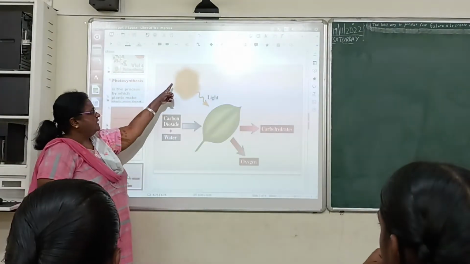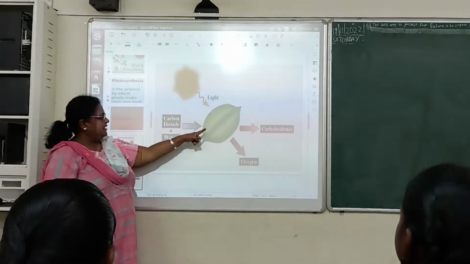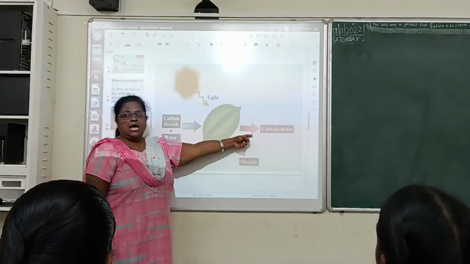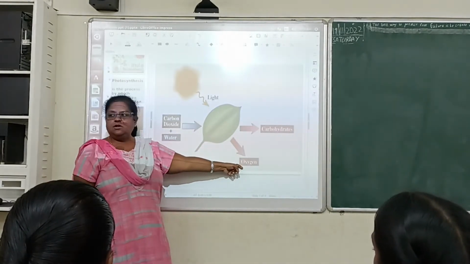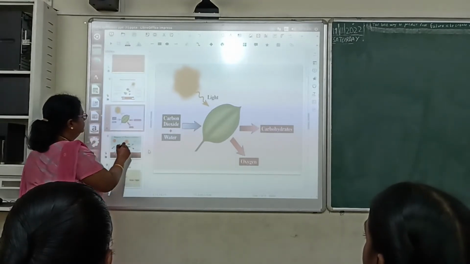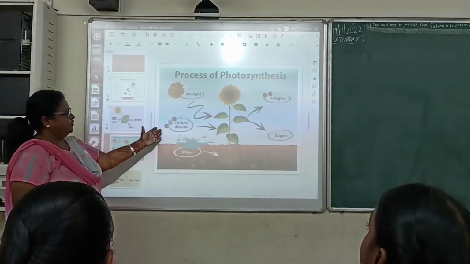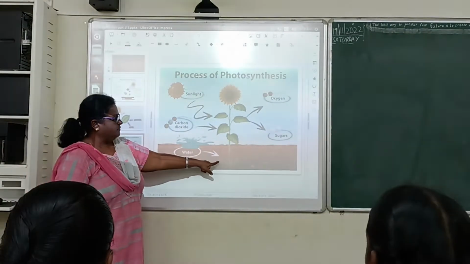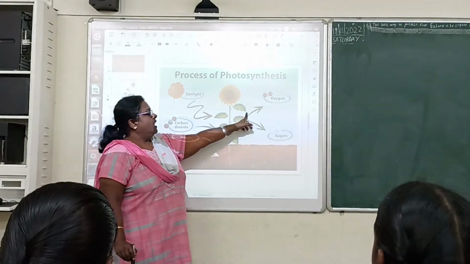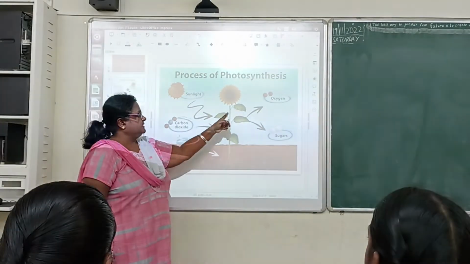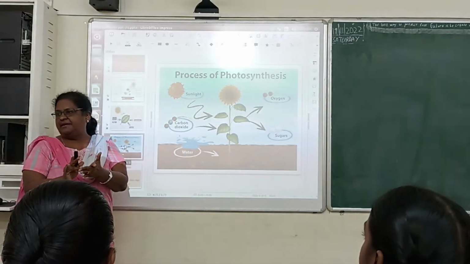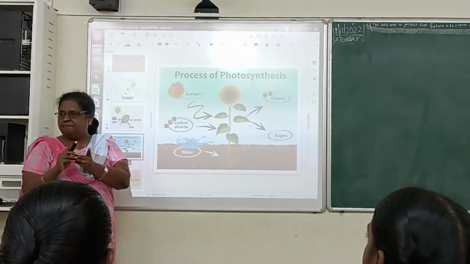Again, this is a clear picture. Light gives energy, carbon dioxide is taken, water is taken by the roots, and it prepares carbohydrates, in other words starch, and then oxygen is released. So this is the process of photosynthesis. Can you see water? It is absorbed by the root, and then carbon dioxide is taken. Carbon dioxide and sunlight are taken, oxygen is released, and sugars. Sugar, starch, carbohydrates are all different words but the same meaning: food.